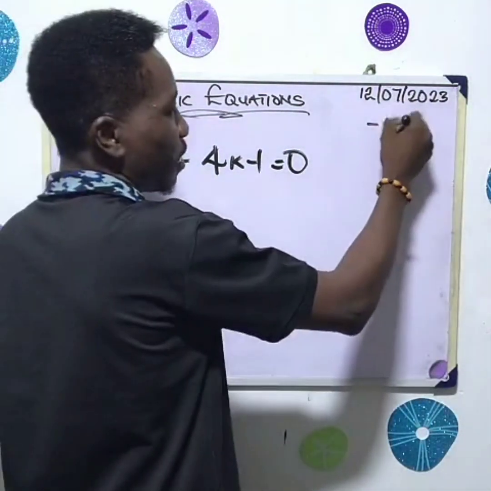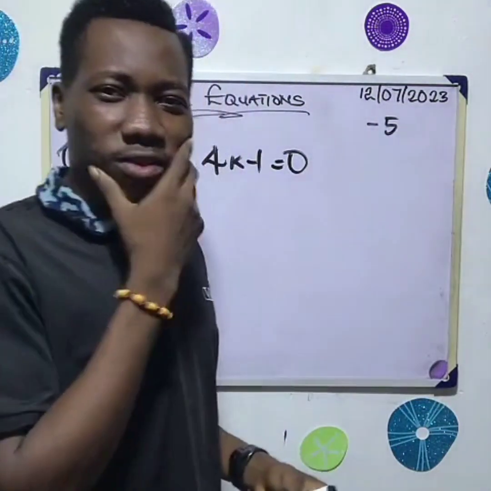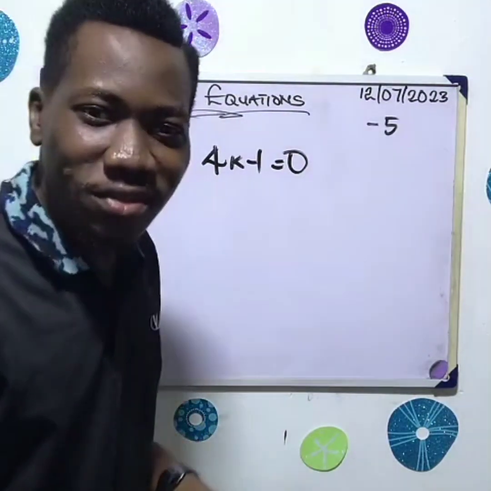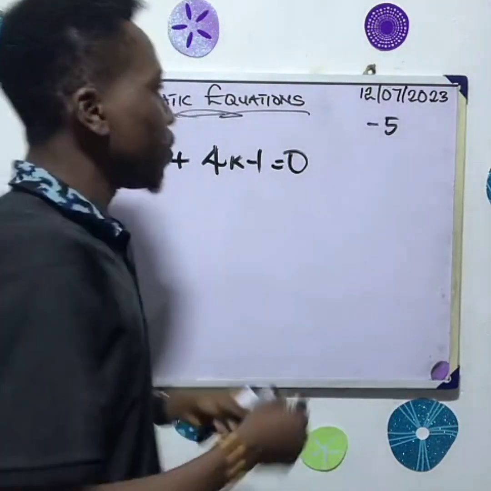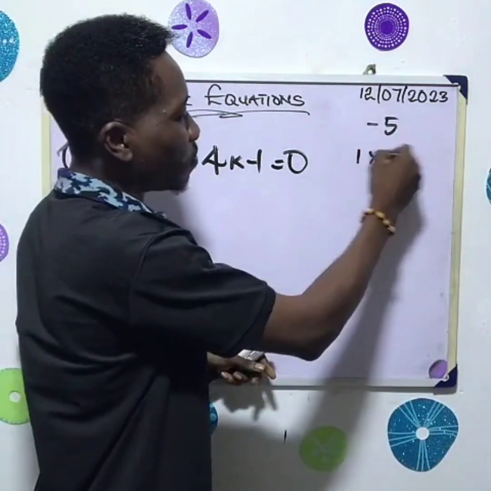Alright? So now the next thing is to ask yourself, what are the multiplicative factors of minus 5? What 2 numbers will multiply to give you minus 5? You will have 1 times minus 5.